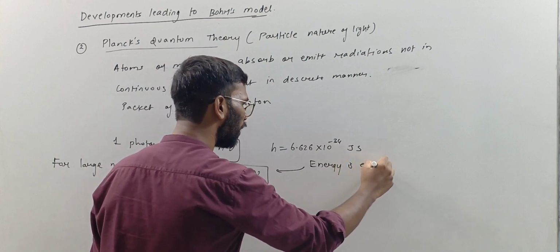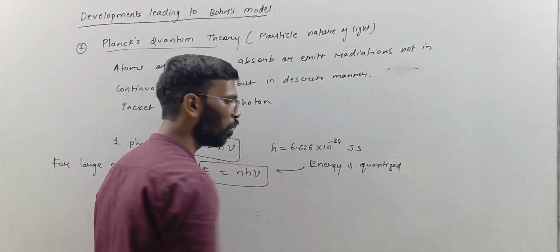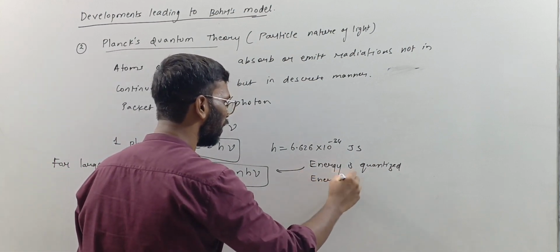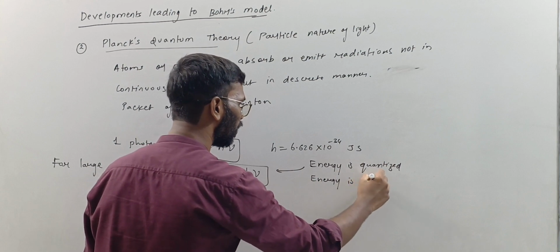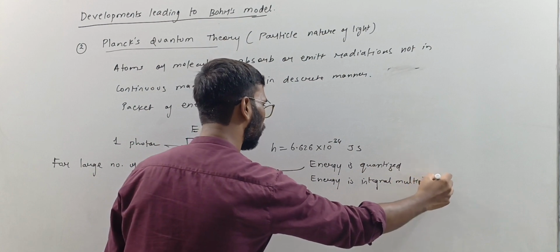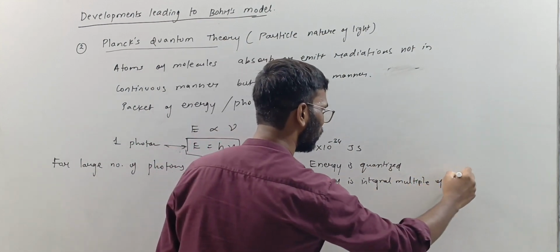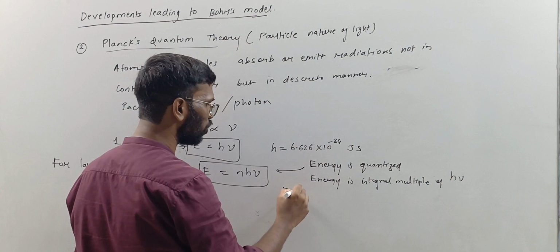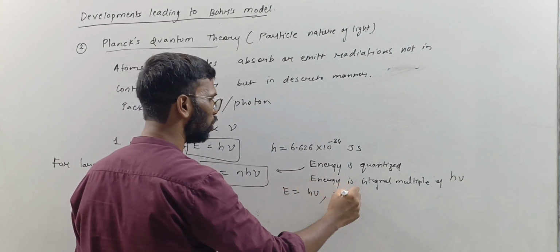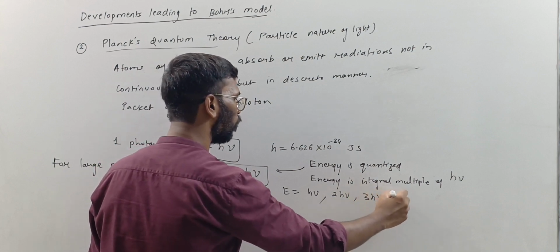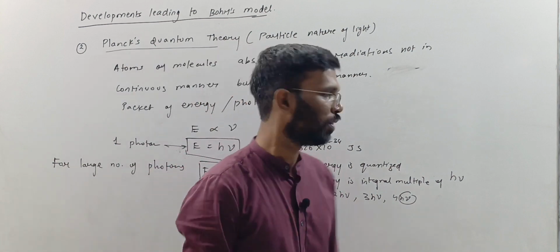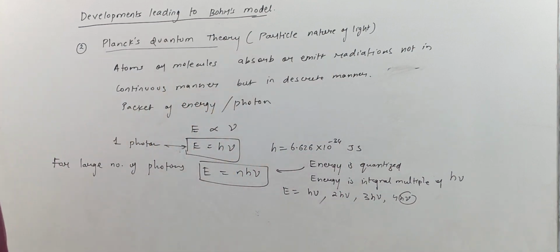Energy is quantized, or energy is an integral multiple of h nu. Means, what form of energy can we have? We can have energy equal to h nu, or it could be 2h nu, or 3h nu, or 4 times h nu. It will never be a fraction like 1.5 times h nu. This is Planck's theory conclusion.